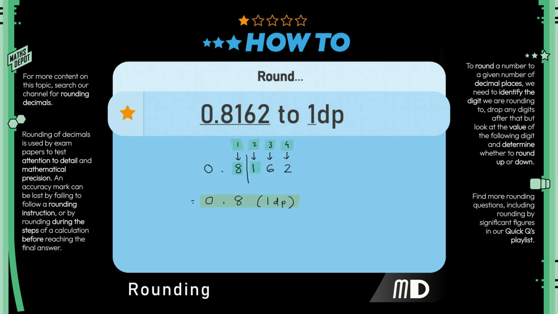Rounding this number to one decimal place, we're asking whether the number is closer to 0.8 or 0.9. The exact halfway point between them is 0.85. Because 0.8162 is less than 0.85, it sits closer to 0.8 on a number line.